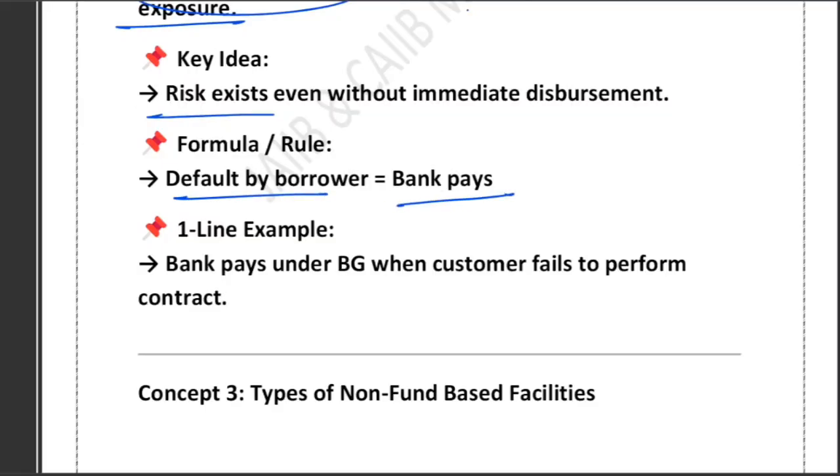Let me give you an example. Suppose a bank issues a bank guarantee, and the customer fails to complete the contract. So the bank has to pay the guaranteed amount. The bank pays under the bank guarantee. That's why these are called quasi credit facilities.